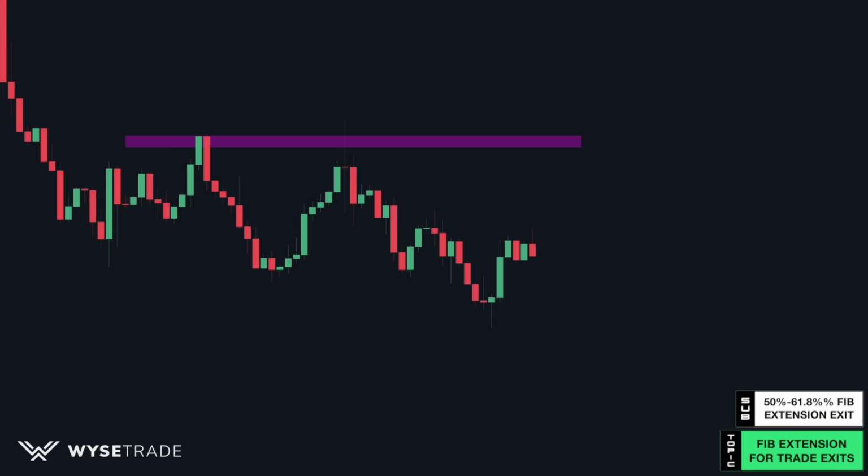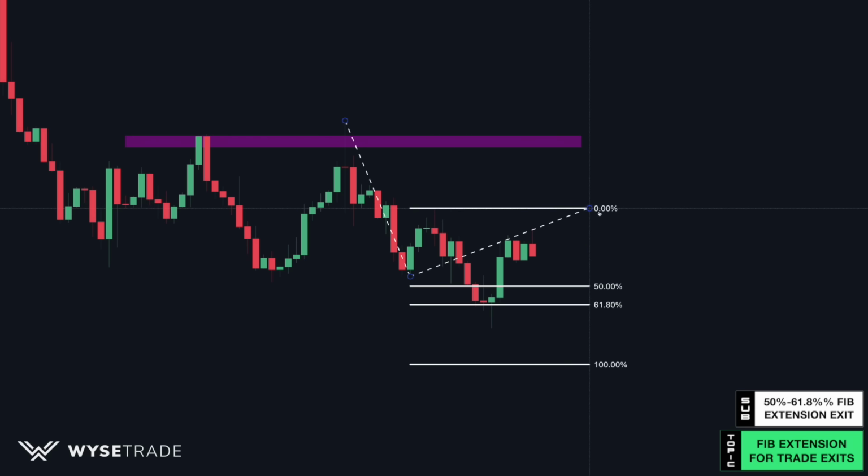So what you do is, you take your Fibonacci extension tool, click at the start of the previous impulse move here, drag it down and click again at the start of the corrective move, and then drag it up to the starting point of your current impulse move, then drag it slightly to the right and click again.